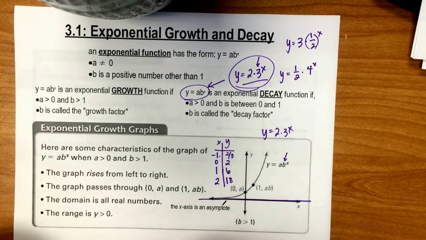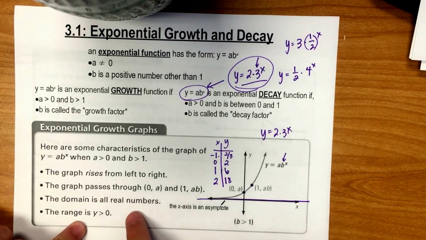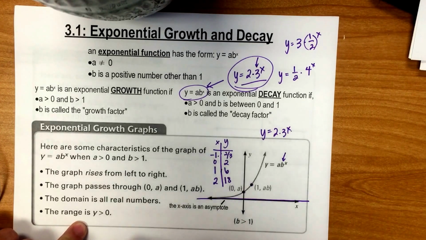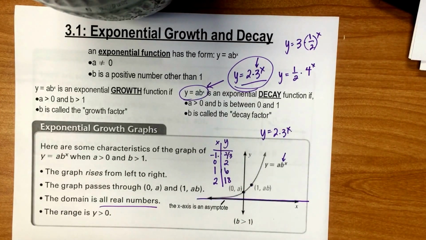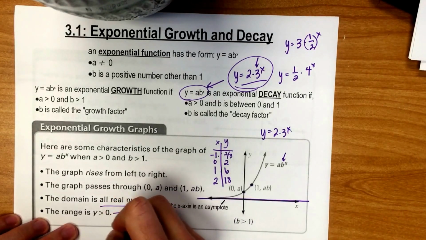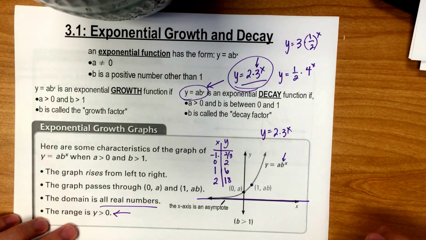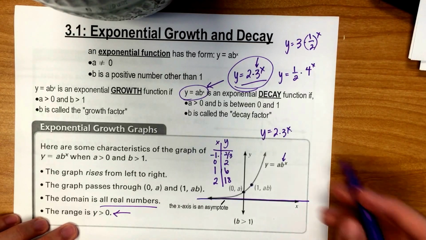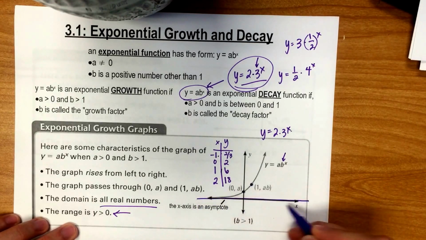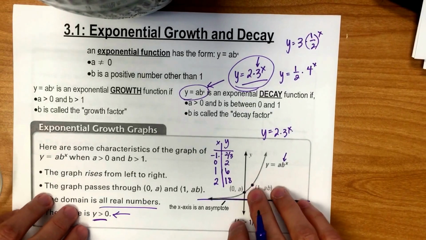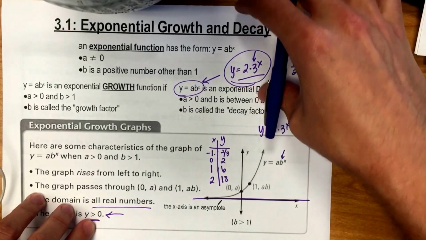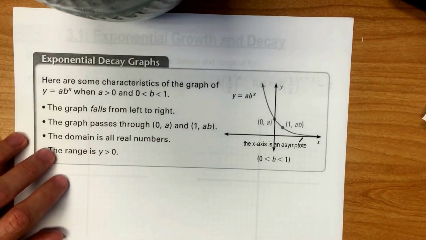Things that we're also going to talk about, domain and range. With an exponential function, the nice thing about these is that you can plug in whatever number you want. So your domain is always going to be all real numbers. Your range here totally depends on your horizontal asymptote. So in this case, since the horizontal asymptote is at 0, that's why this says that the range is greater than 0.